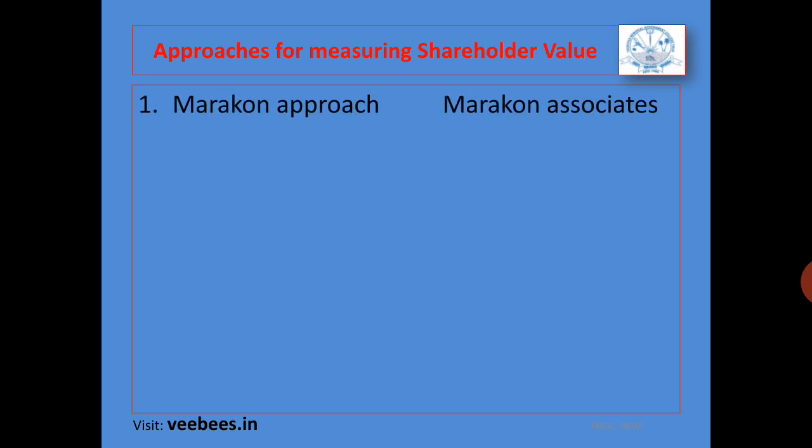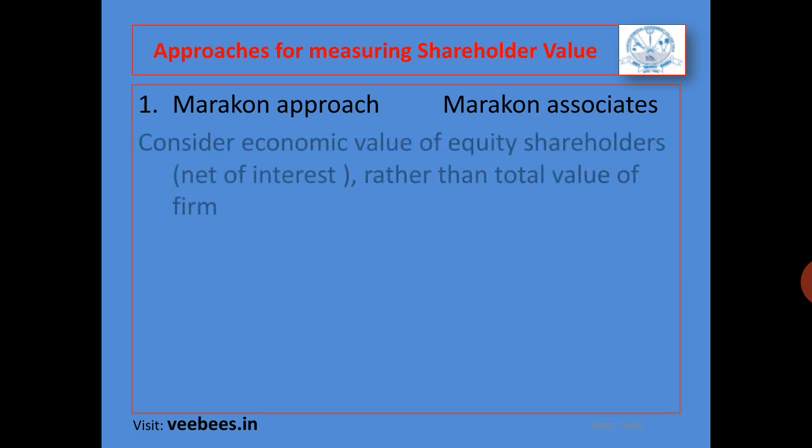This approach was developed by American Associates, a consulting company. That is why it is called American approach. As per the approach given by American Associates, we consider the economic value of equity shareholders net of interest rather than total value of the firm. That means, as per this approach, we will measure EVA by considering only the economic value of shareholders. The total value is not a consideration here.